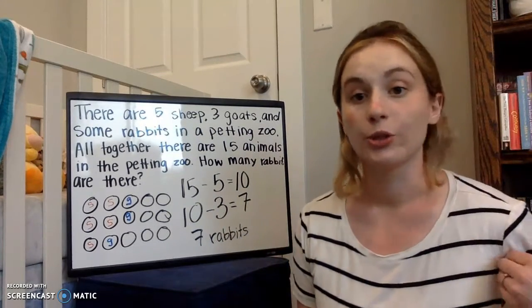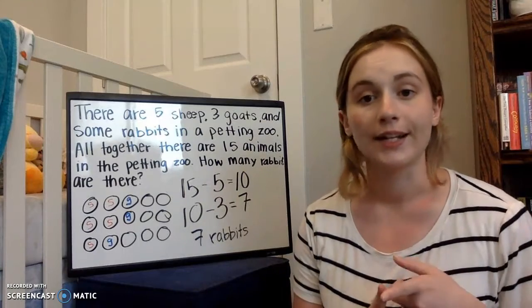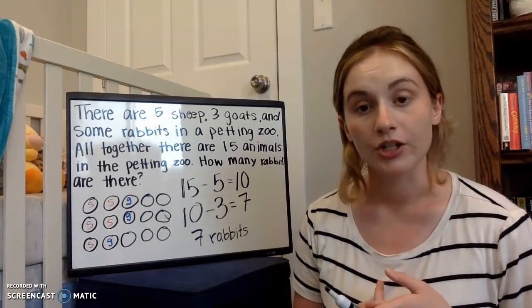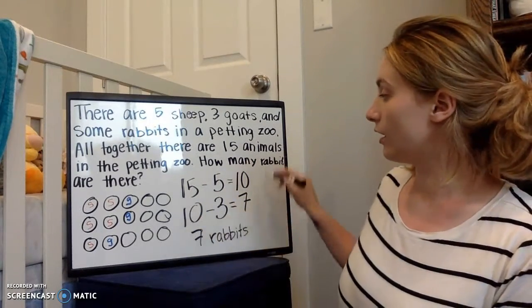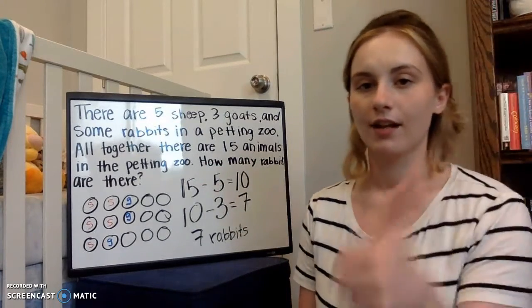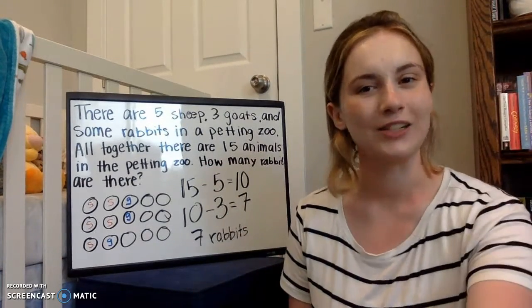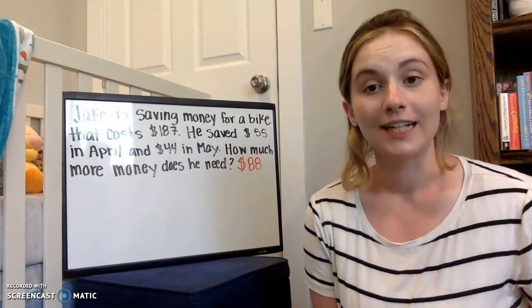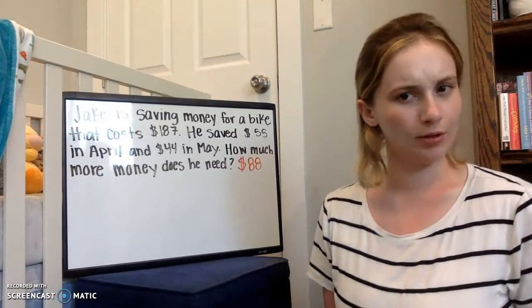And that's how you do two-step word problems. Read it, figure out what it's saying, draw a picture, do your equations, solve it, check it, and you're good. Okay? Really simple. Okay, now let's move on to, is it reasonable?